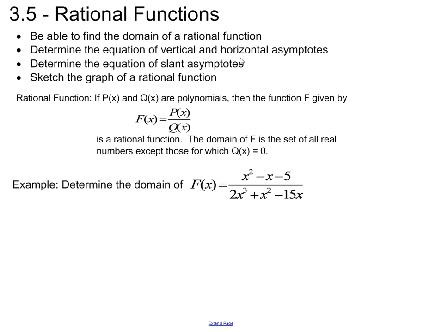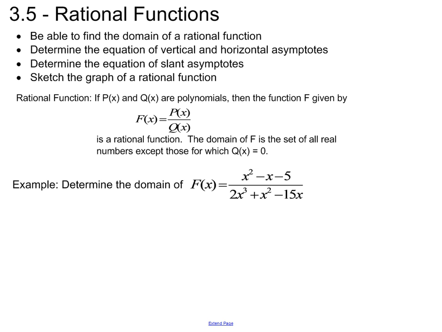We're going to determine the equation of vertical and horizontal asymptotes, and of course have to explain what those are in the first place. We also want to determine the equation of what are called slant asymptotes and detail how to find that. And finally, how to go through the process of sketching the graph of a rational function.